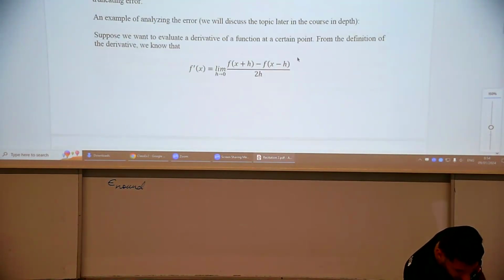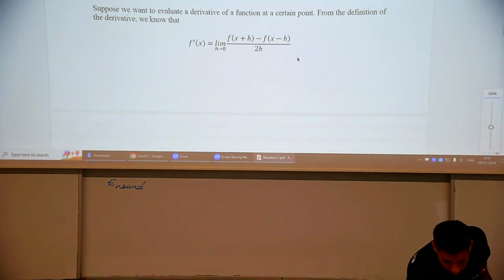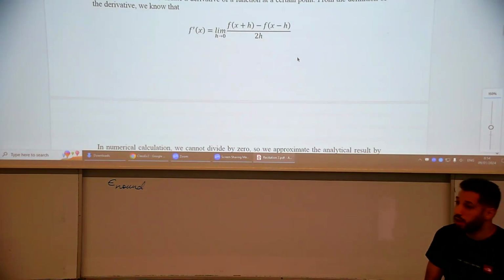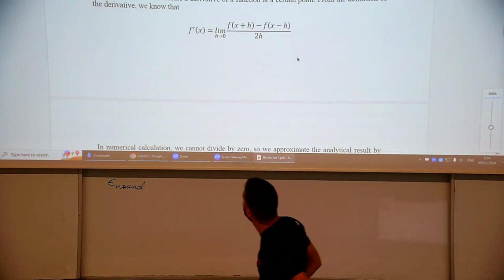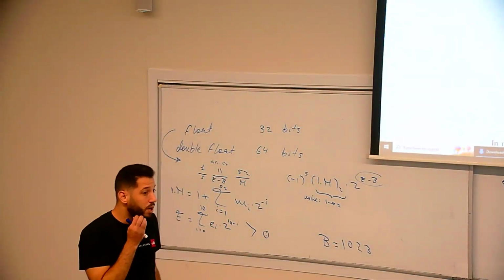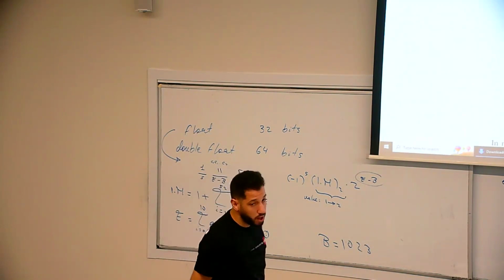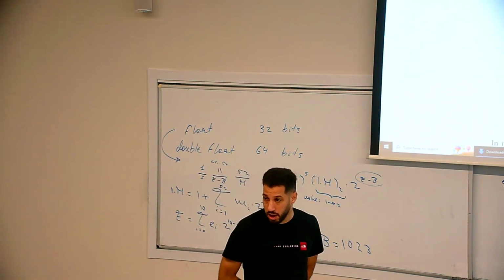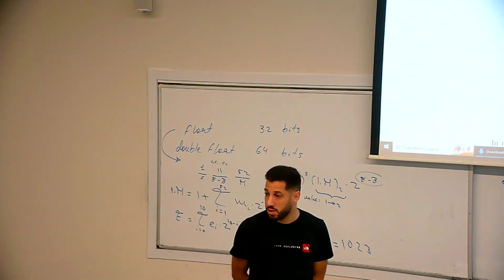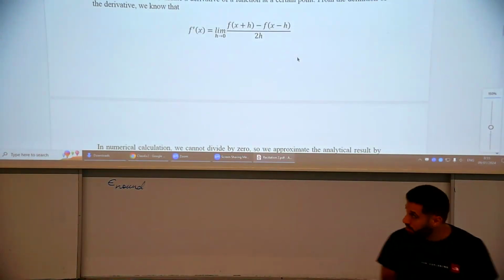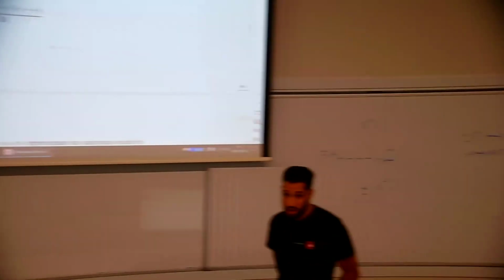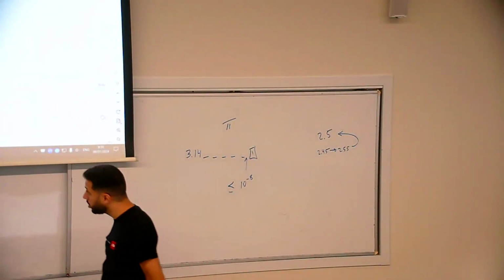So let's take an example. We know that the first derivative of a function, we can write it like this, but the computer cannot do this calculation because it cannot divide by a number which is very, very small, close to zero.